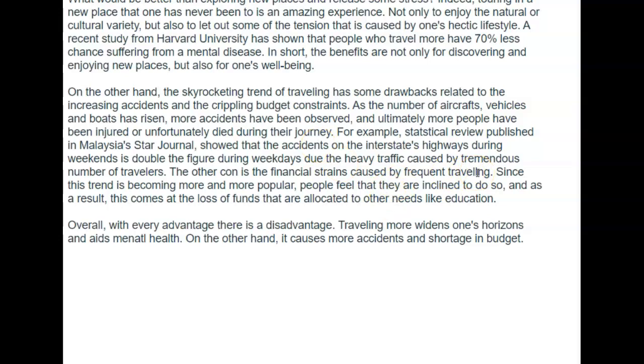The other con is the financial strains. Okay, this should be singular. The other con is the financial strain caused by frequent traveling. Since this trend is becoming more and more popular, people feel that they are inclined to do so. That's not really clear what this "to do so" refers to. It's a nice grammatical structure, but it also has to be clear what it refers to. Here it is not.